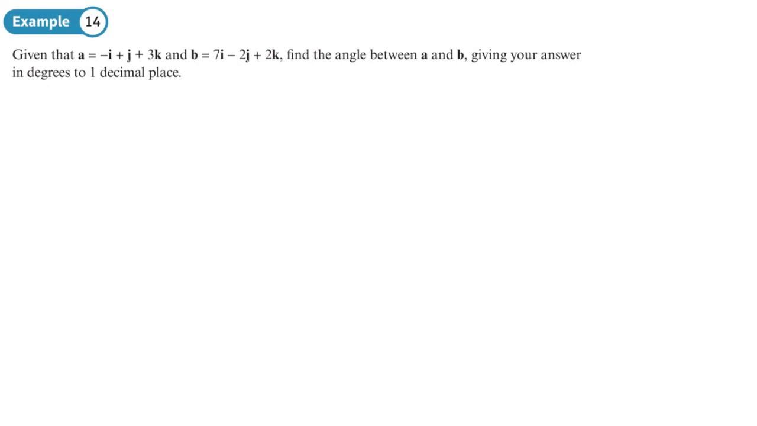Okay, so here it says given that we've got these two vectors A and B, I'm probably going to write them as column vectors, find the angle between them, giving our answer to one decimal place. So we need to find the dot product of A and B and the length of A and B. So let's start with the dot product.